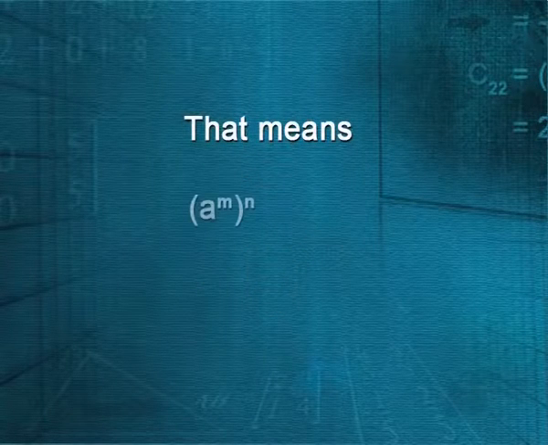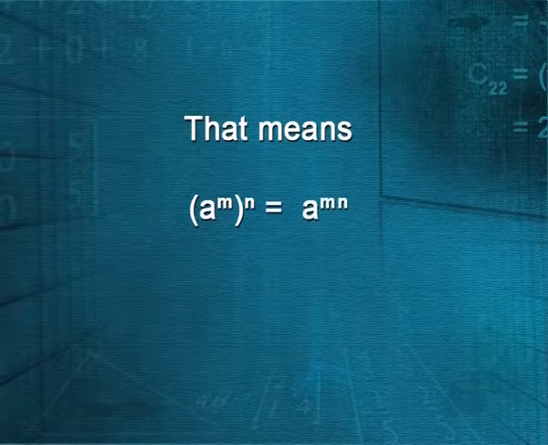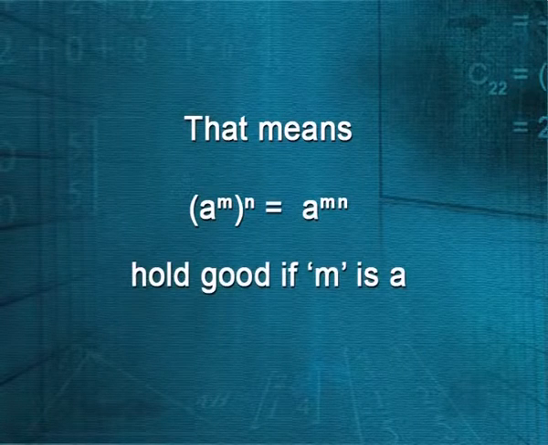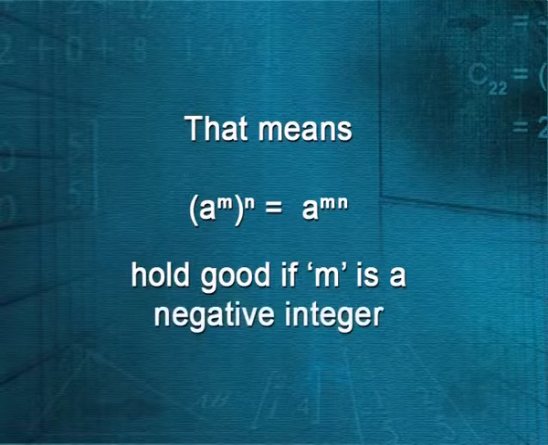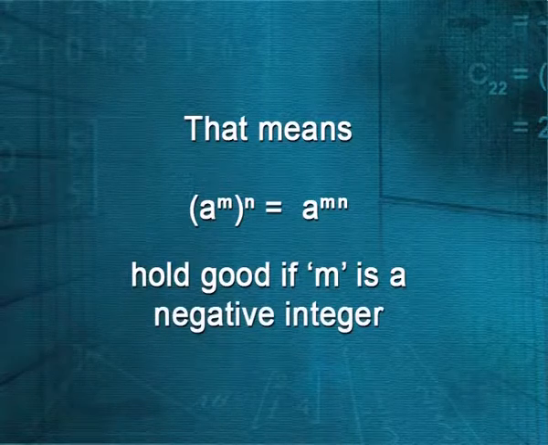That means a raised to the power m whole to the power n is equal to a raised to the power m into n holds good if m is a negative integer. So, we can say that all the laws of exponent hold good if a is a non-zero rational number and m and n are integers, not necessarily negative integers or not necessarily positive integers.